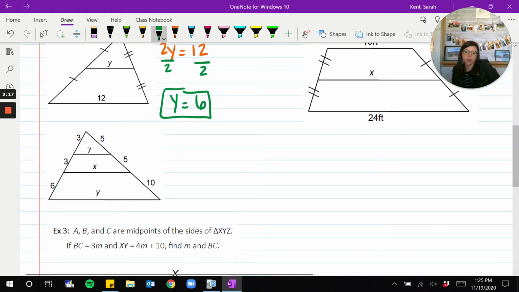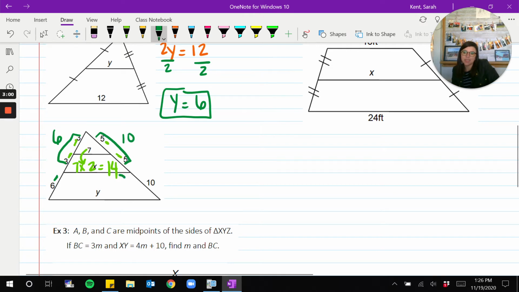Now in this triangle, there are more pieces happening. Here we still have mid-segments. Since this piece is 3 and this piece is 3, this piece is 5 and this piece is 5, when I go down, I can do 7 times 2, which will give me 14. Then, since these are both 3, the whole piece is 6, and this is 6. These are both 5, so the whole thing is 10, and this is 10.